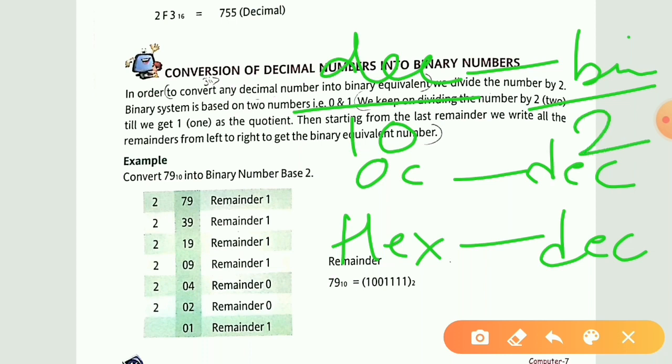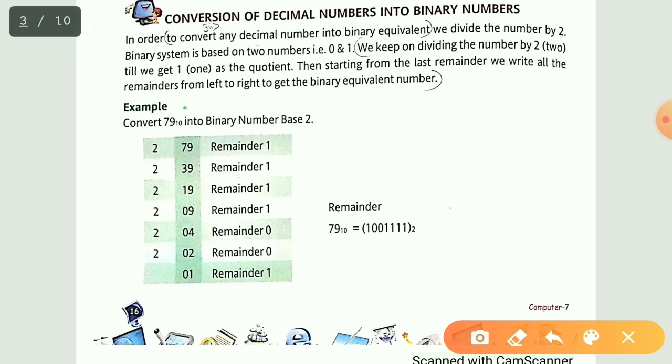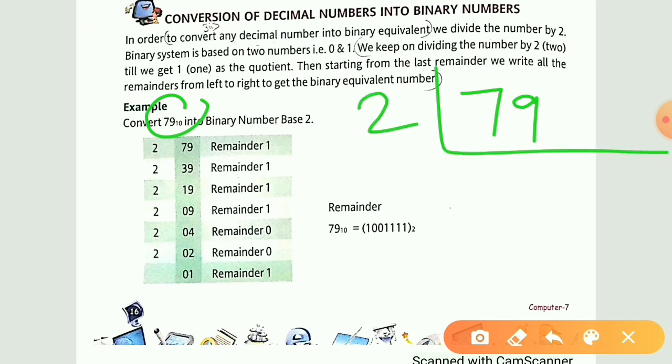Now see students, very quickly, over here we have a number that is 79. Please do that basic division operation that you do when you try to find the HCF and LCM. But the difference over here is that we always divide the number by 2, and we have a certain quotient as well as a certain remainder. So if you divide 79 by 2 the first time, you will be getting 39 as a quotient, and make a line, you will be getting 1 as a remainder.